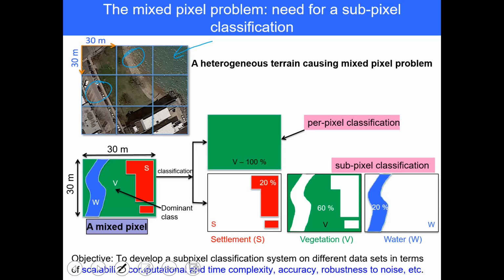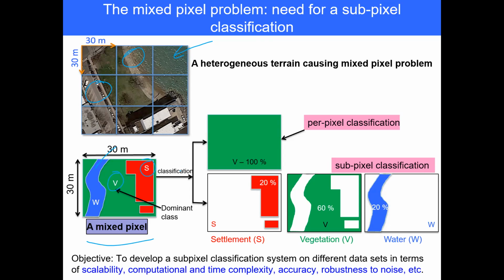So actually every pixel is a mixture of more than one class because the physical features on the Earth do not have a distinct boundary to match with the real world phenomena. As you can see in the figure here, in the mixed pixel, typically you may have water shown in blue pixels here, vegetation shown as V here, and settlement shown as S here.